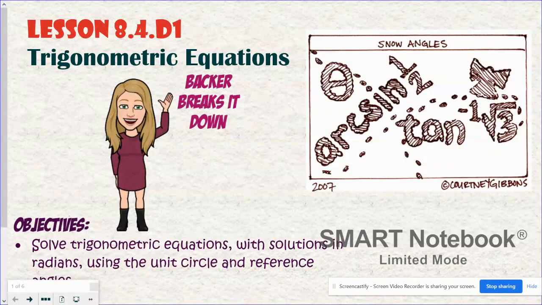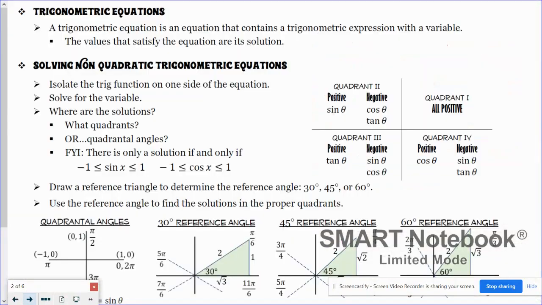In this episode, we're going to solve some trigonometric equations, finding solutions in radians. So we're going to focus on non-quadratic trig equations in this video.